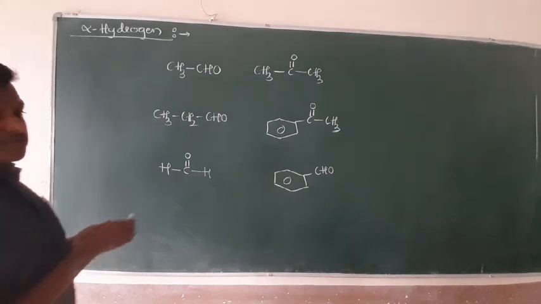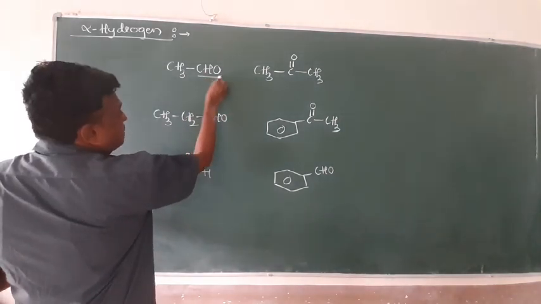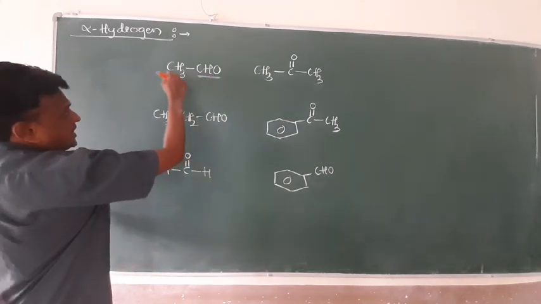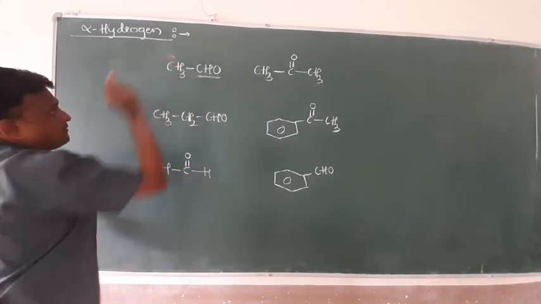What are alpha hydrogens? Keep in your mind, friends, the carbon to which a functional group is attached, the first carbon, is called the alpha carbon.